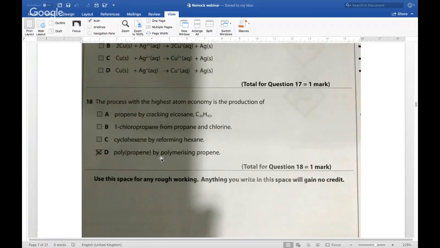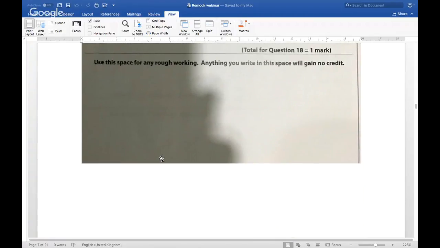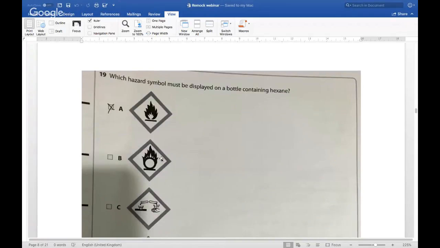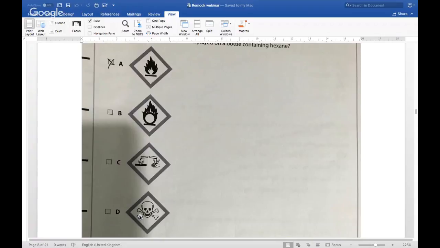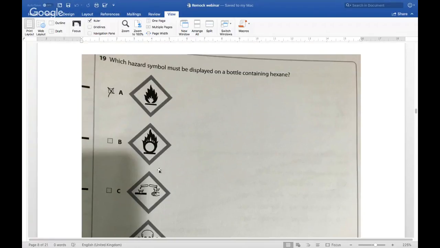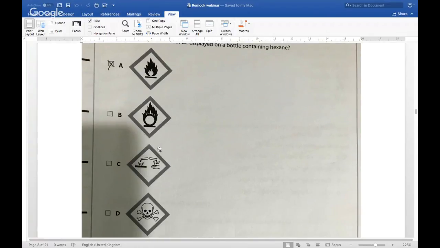NO3 is 1-. That's correct, David. Nitrate ions, NO3-. Hexane, it's an alkane, folks. It's flammable. Know your symbols. D is toxic. C is corrosive. That goes with acids and alkalis. B is an oxidizing agent. That would go with potassium dichromate, or potassium permanganate.